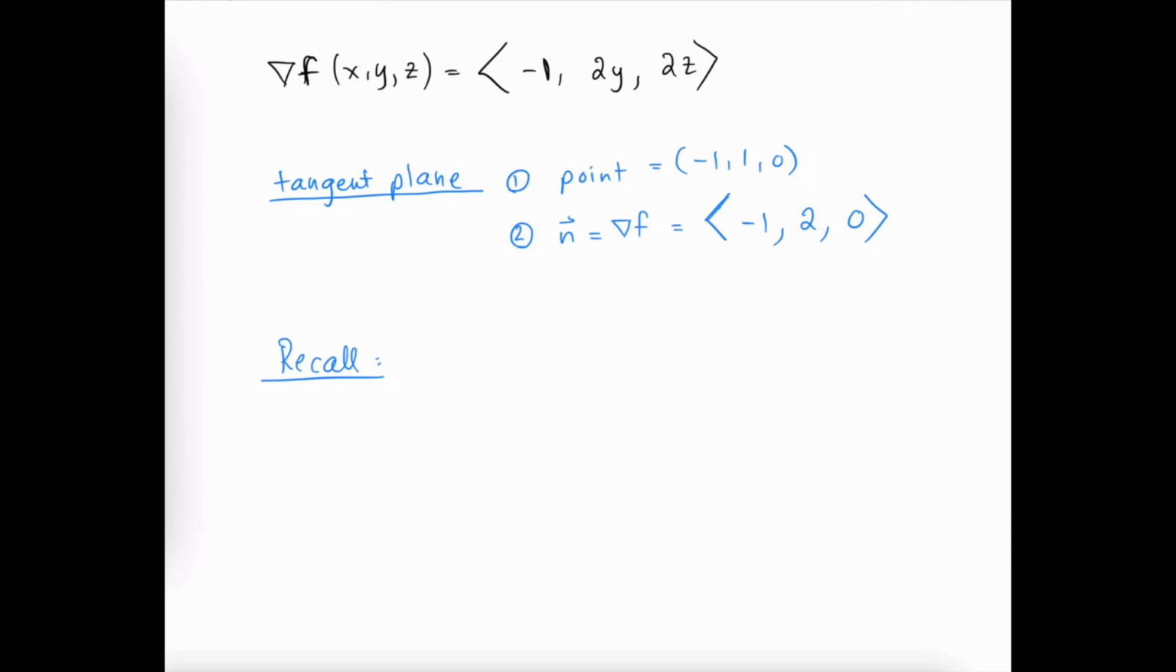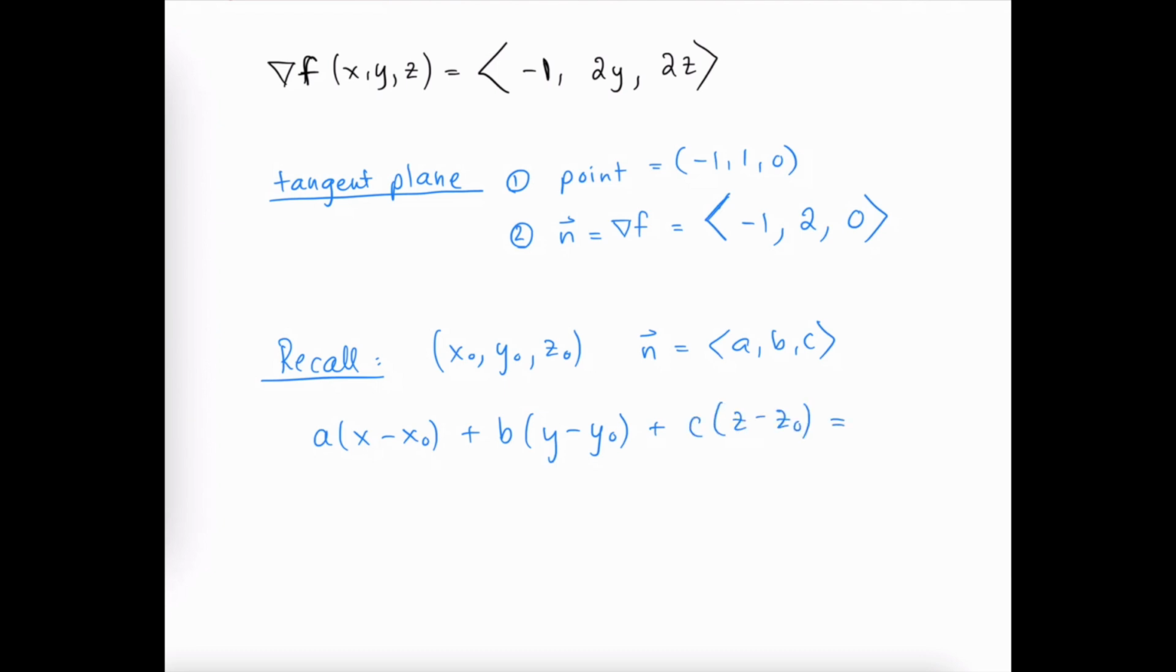So let's also recall one of the ways that we go about finding a plane that passes through some given point, x naught, y naught, z naught, and has a normal vector that is ABC. The formula for the plane equation was a times x minus x naught plus b times y minus y naught plus c times z minus z naught, and all of that adds together to be 0.